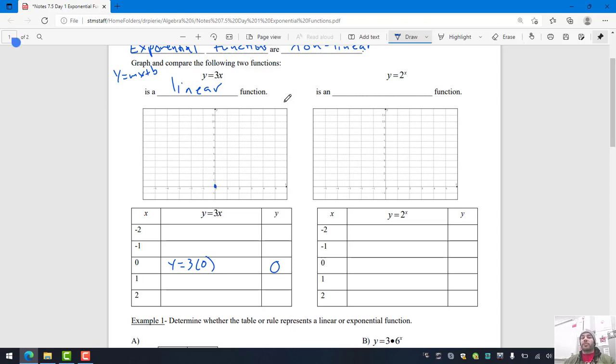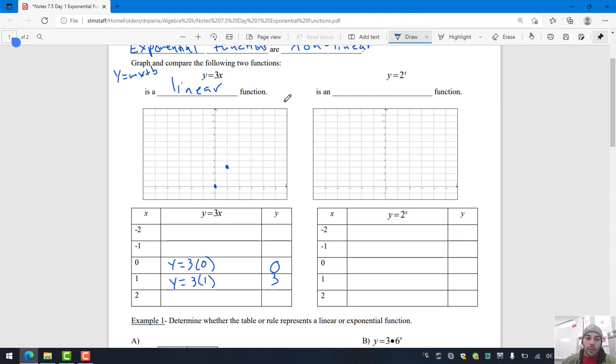Now I ask myself, what's the second easiest number to plug in? 0 is the first. 1's pretty easy as well. Let's plug 1 into this equation. So y is equal to 3, and then for x, I'm going to plug in 1. Y is equal to 3 times 1. 3 times 1 is equal to 3. So when I plug 1 into this linear equation, I should get back a 3. I know that the point (1, 3) is on this line. So I plot it: 1 unit to the right, 3 units up. This is a point on this line.